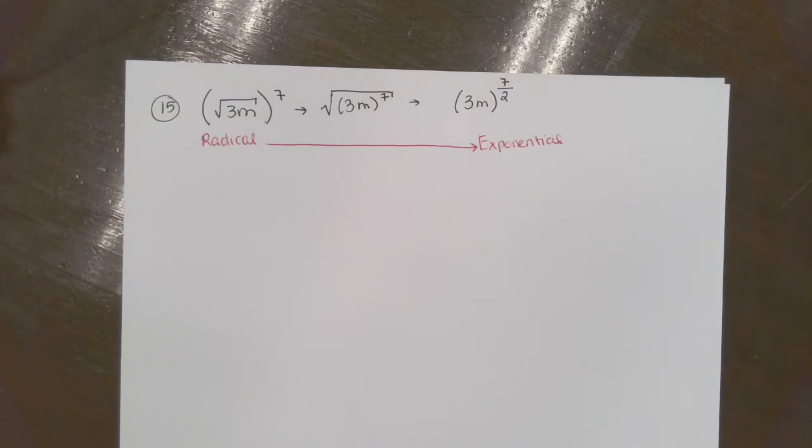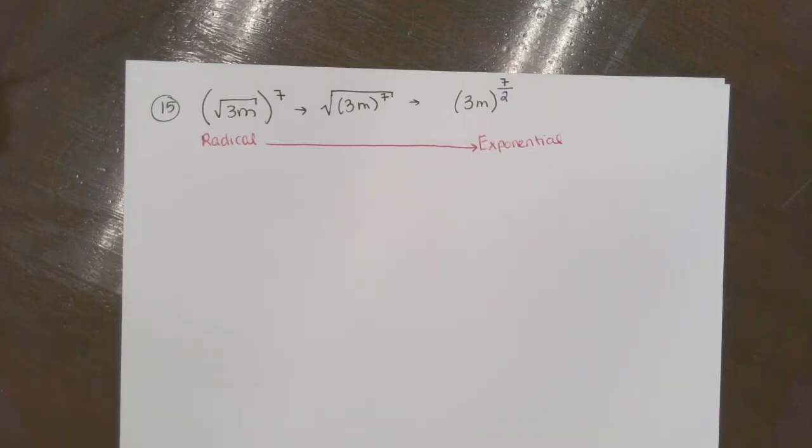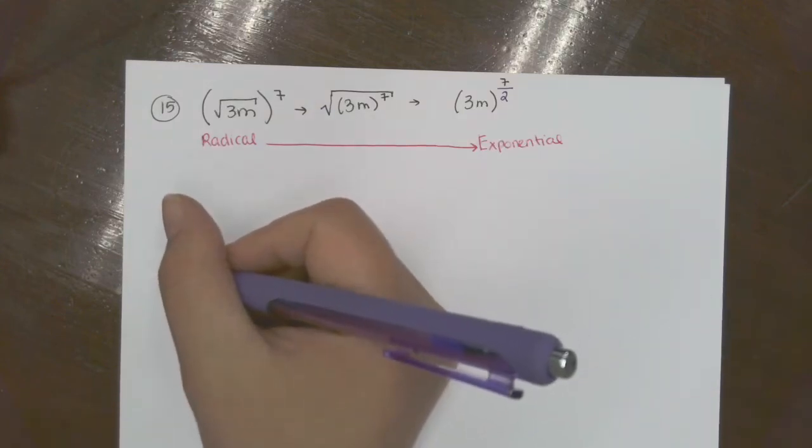Now again, we can potentially continue this. We can put the 7/2 onto 3 and put the 7/2 onto m. There's a lot of things we can do. Right now it's not asking us to simplify or anything, it's just asking us to write it in exponential format. So we are done with that. Let's move on to question number 18.